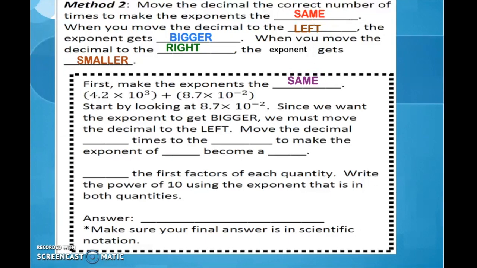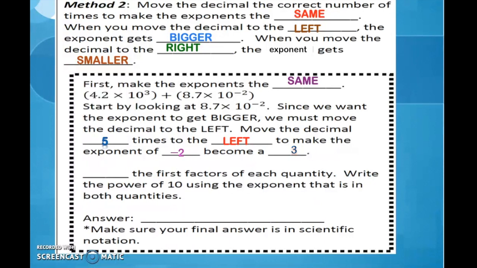We're going to start by looking at 8.7 times 10 to the negative 2 power. Why? Because we always want the exponent to get bigger. So we're going to look at the smallest exponent and figure out how do I make negative 2 become the power of 3? Since we want the exponent to get bigger, we must move the decimal to the left. Move the decimal how many times? We're going to move it 5 times to the left to make the exponent of negative 2 become a 3.